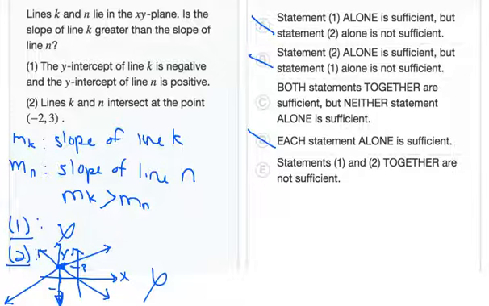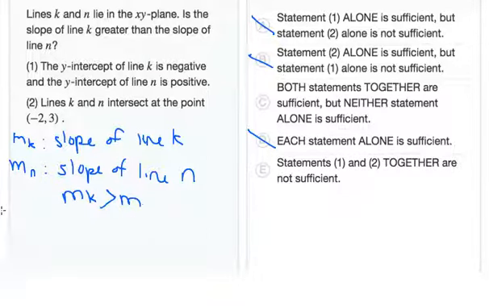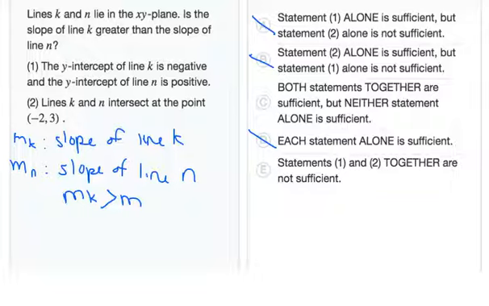Let's clear our board. Since we still don't know which answer choice to pick, and it's between C or E, we need to combine our statements. So let's combine statement 1 and statement 2 and see if the information together will be sufficient to determine yes or no. We know that the lines intersect at the point (-2, 3), that the y-intercept of line K is negative, and the y-intercept of line N is positive.